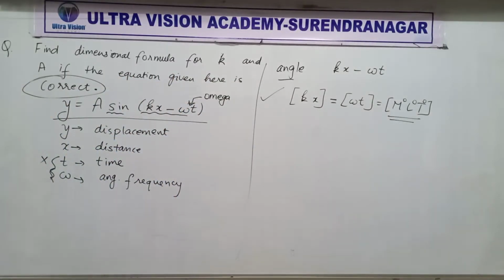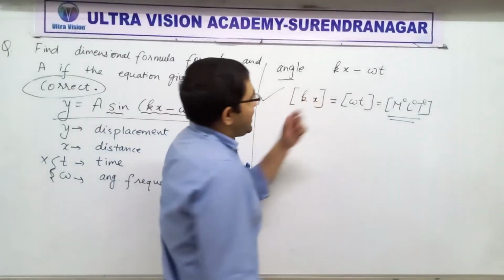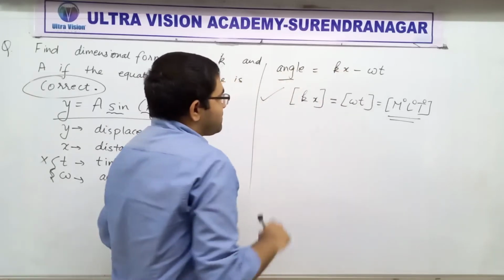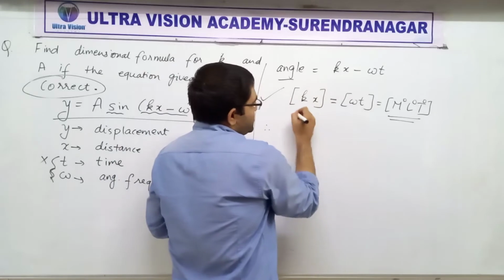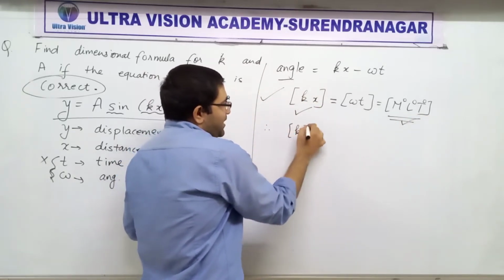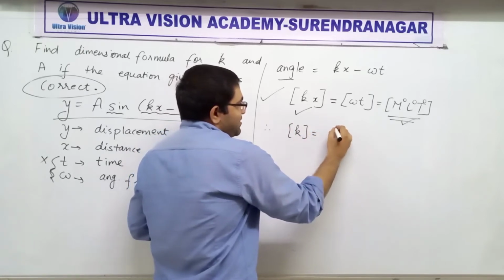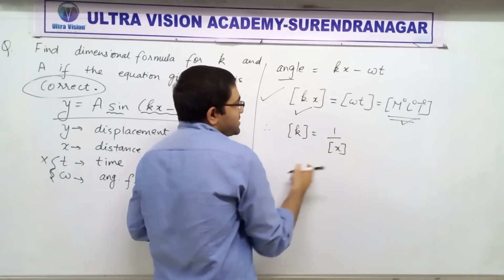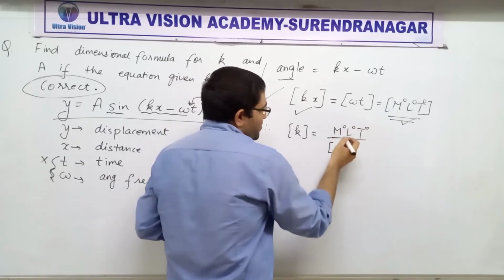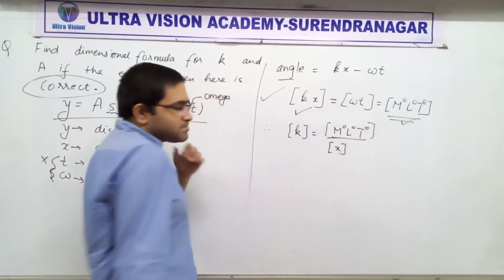Using rule number 3, because if you subtract two quantities, then their dimensions have to be the same, and it should be the same as the result. The result is an angle. So from this, you can find out the dimensions of k. What are the dimensions of k? It will be 1 upon dimensions of x. Or you can say m raised to 0, l raised to 0, t raised to 0 upon dimensions of x. Clear?